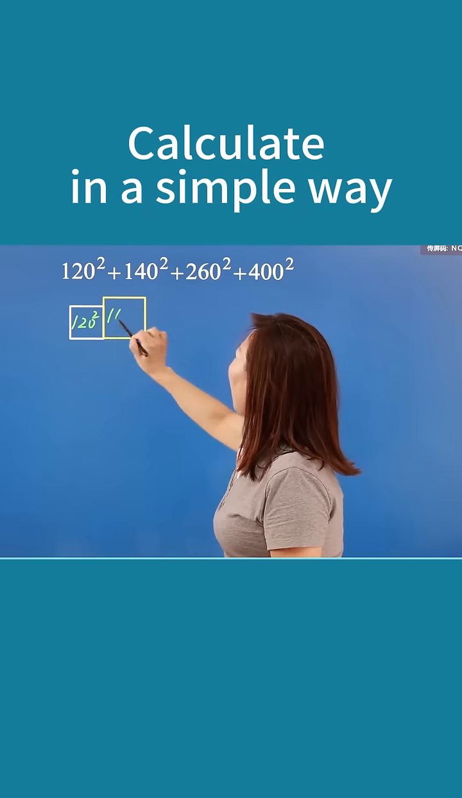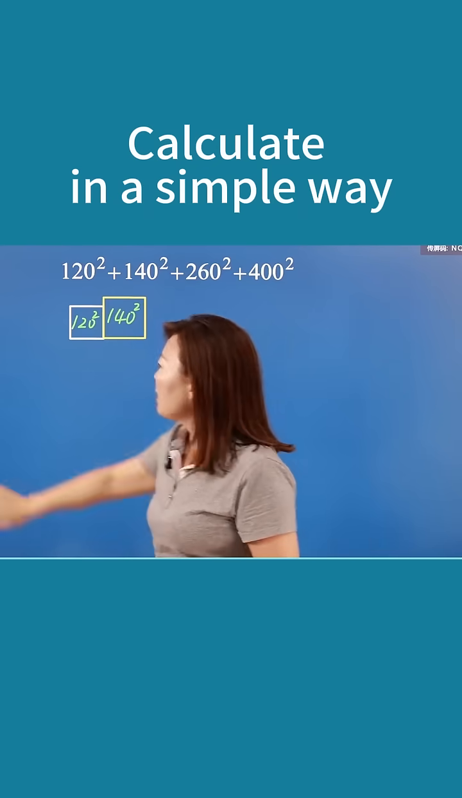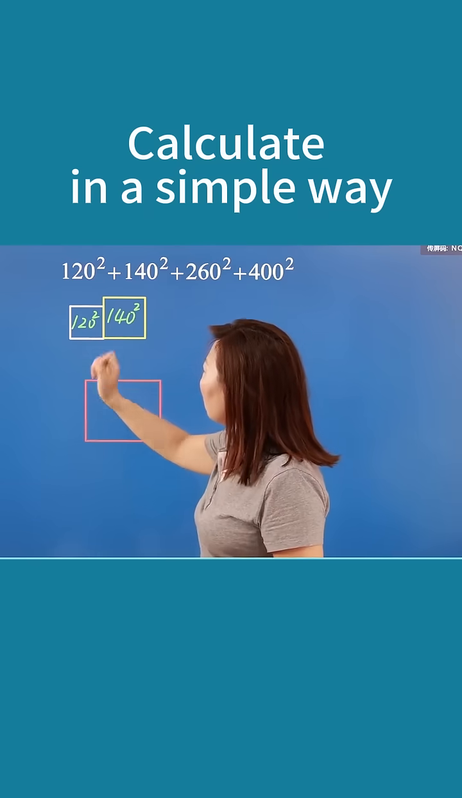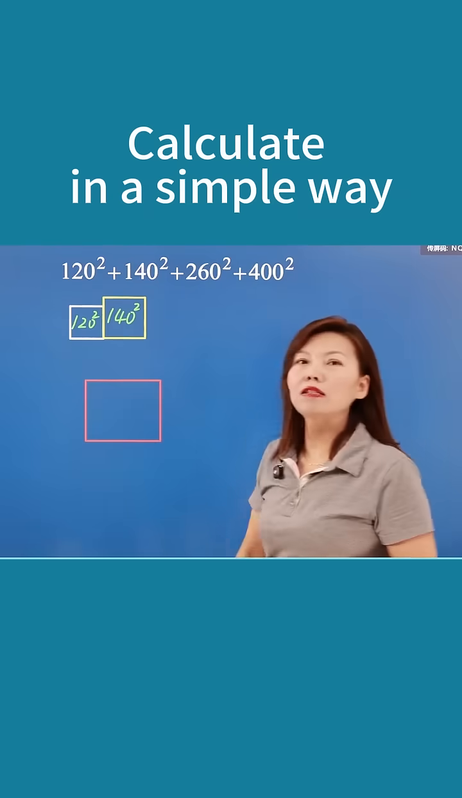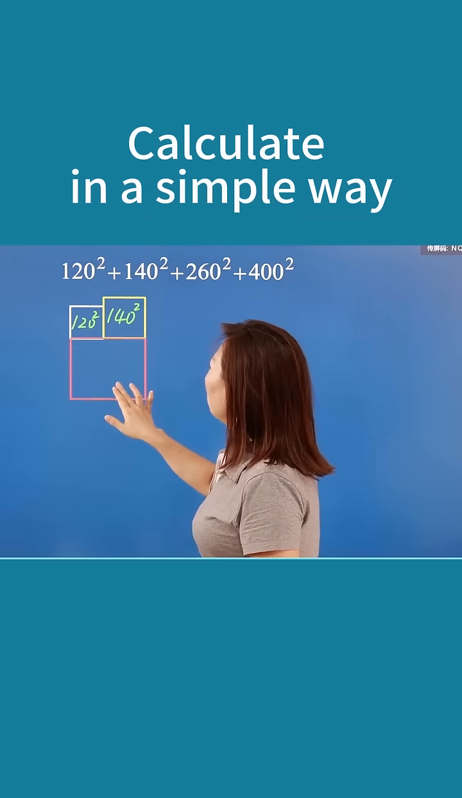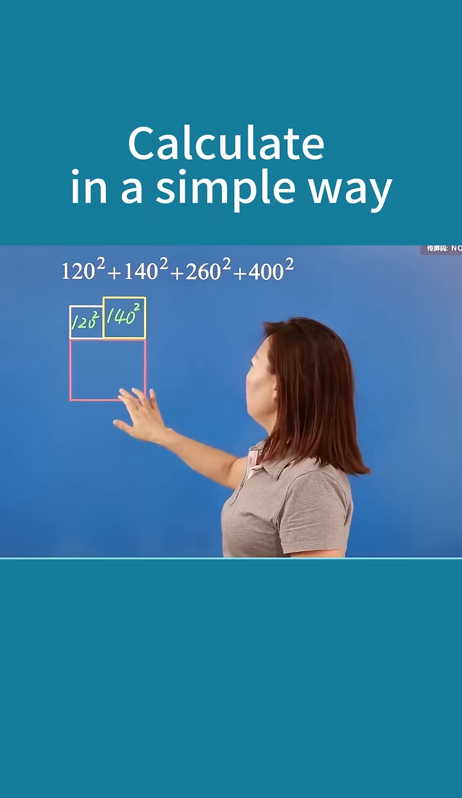Okay, next let's look at 260 squared. Isn't that also a square? Let's draw it out. Now, where should I draw this square? Look, this is 120 and this is 140. Doesn't that add up to 260? So since they are being added together, I'll just attach the 260 square right below it.